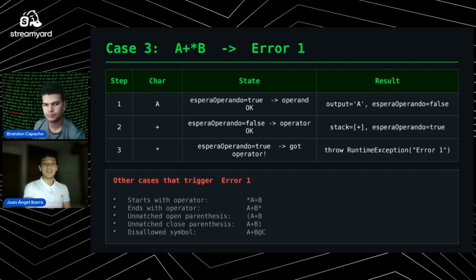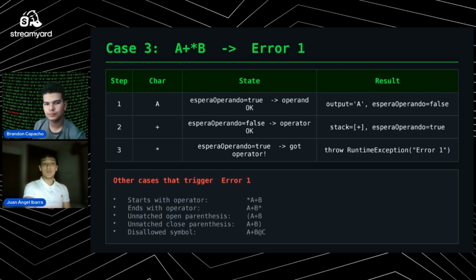Section 9, case 3, A plus times B, error. Case 3 is a malformed expression: A plus times B. The expecting-operand flag is what catches this error. In the first step, we read the A, the flag is true, we expect an operand, and that's what arrives, so it's fine, and the flag flips to false.